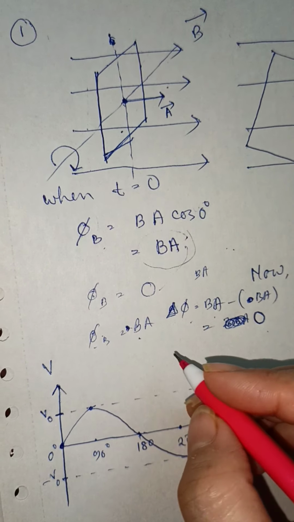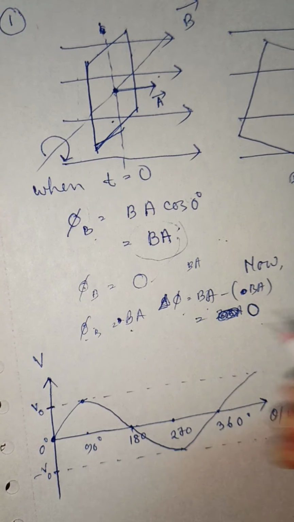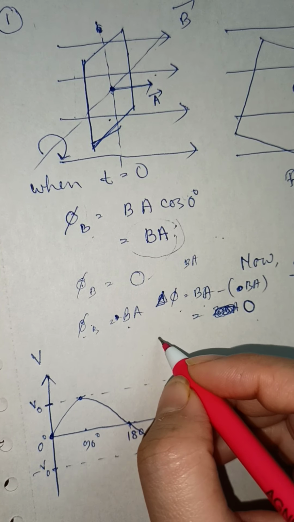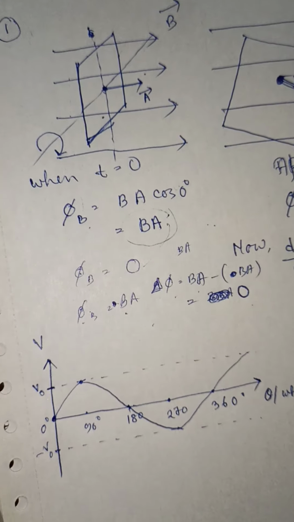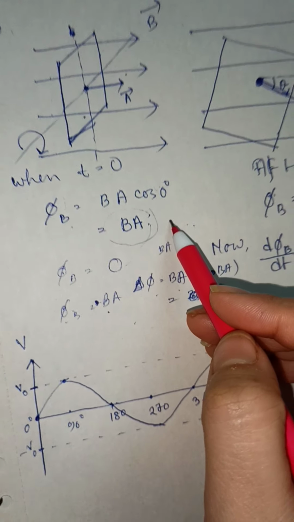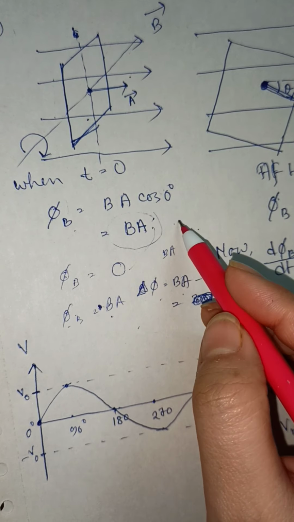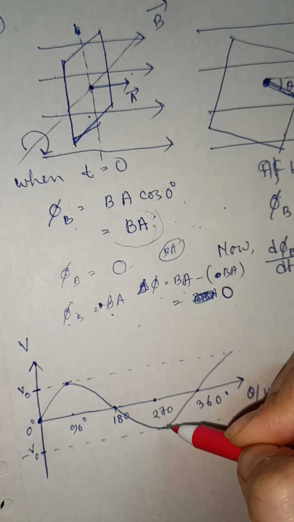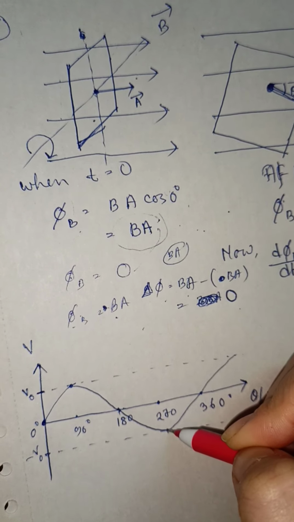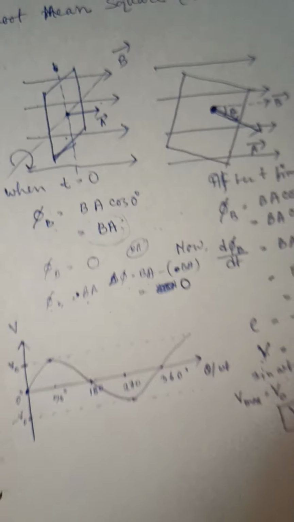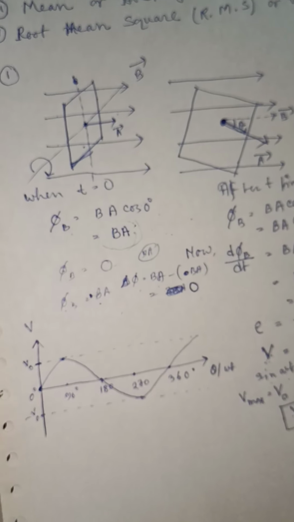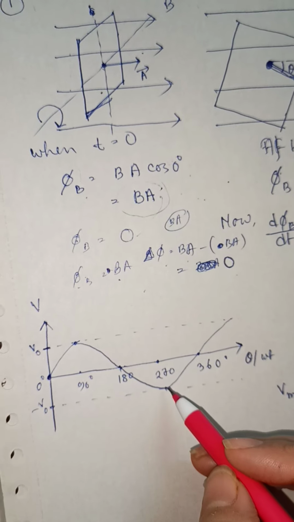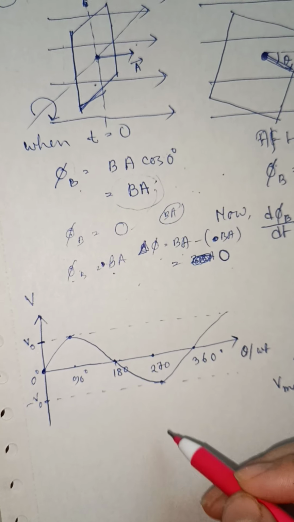And when the angle is 270 degrees, the flux will again be 0, because cos 270 degrees equals 0. Then the flux change between 0 and 270 degrees is again BA, and that's why the voltage is maximum. But the direction of the voltage will change.